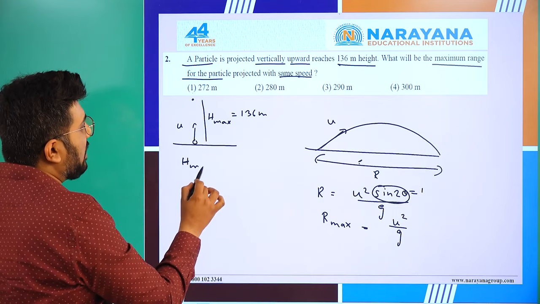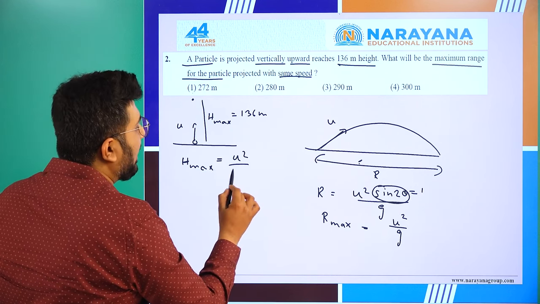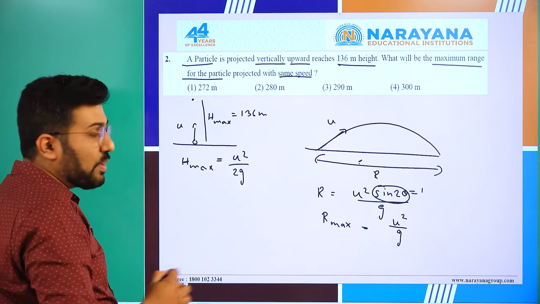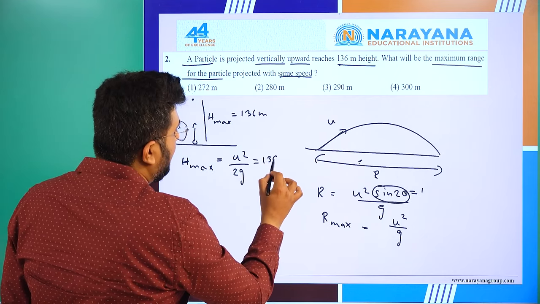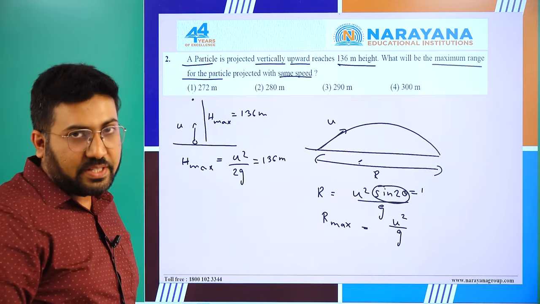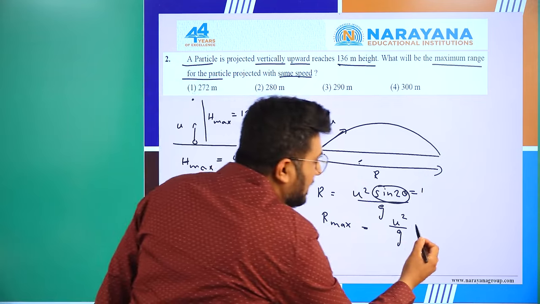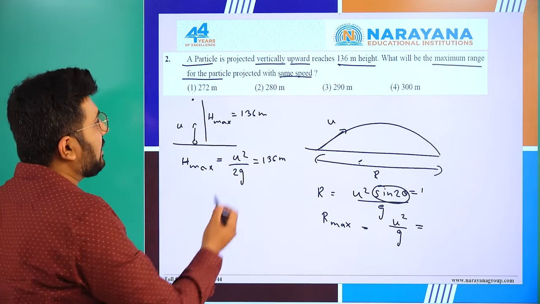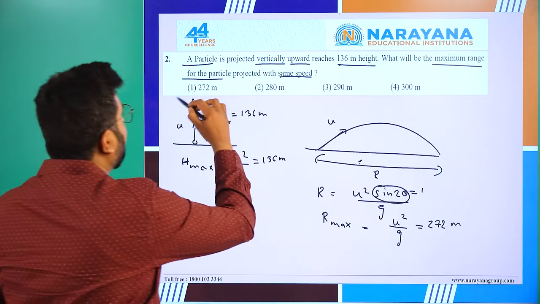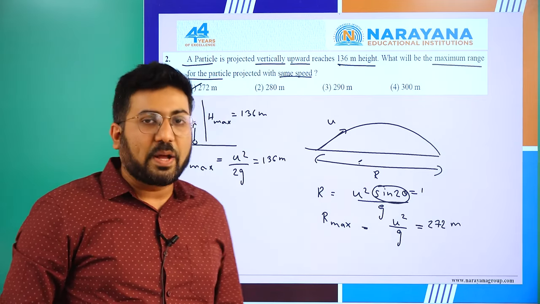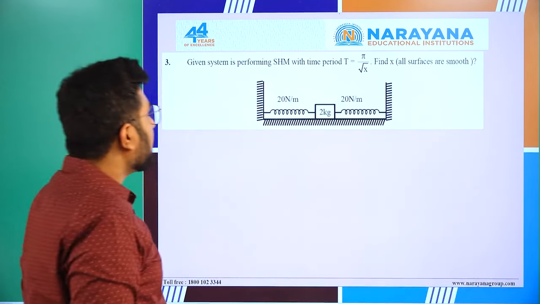Now you know the formula for H max, it is u square by 2g. So according to the question, u square by 2g is 136 meter. So if u square by 2g is 136 meter, then what will be u square by g? So it will be 272 meter. So the correct answer is option number 1. Okay, so let's go to the next question then.